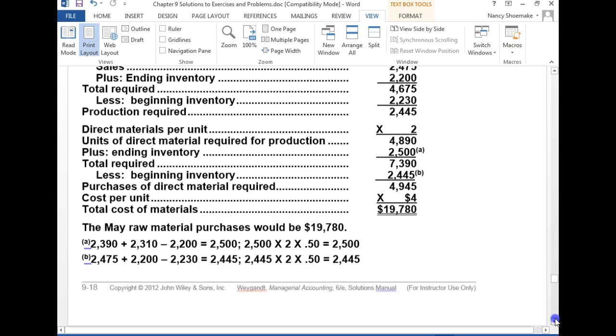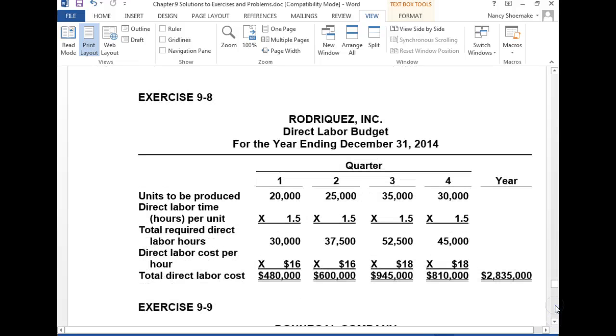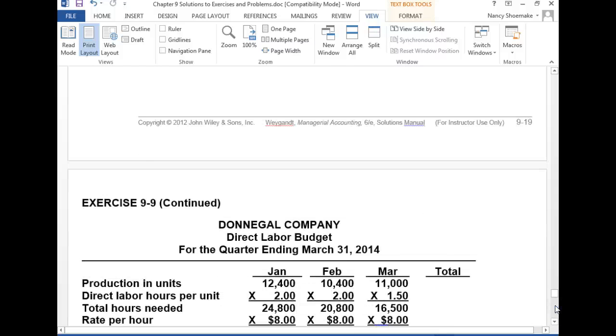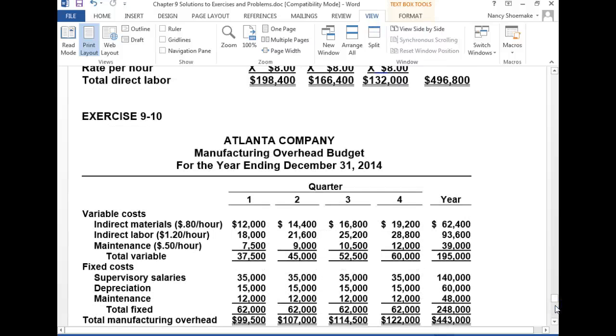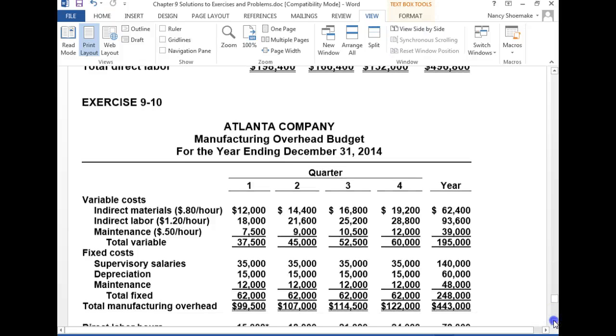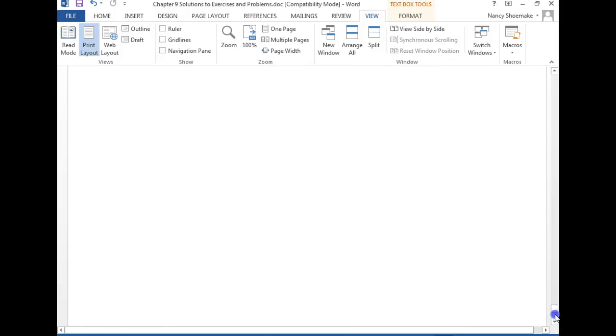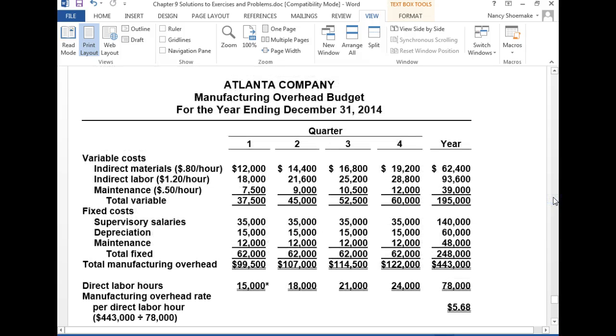Okay, all of this is online, guys. What I'd like you to do is review these. I really think this is fairly straightforward. What I'd like you to ultimately do before next Tuesday is go over exercise 9-10. This is putting it all together, the overall manufacturing overhead budget. This might be a problem you'll have on the next test, kind of combining what we know our sales are to then determine what we need to produce and what the cost is to produce those.